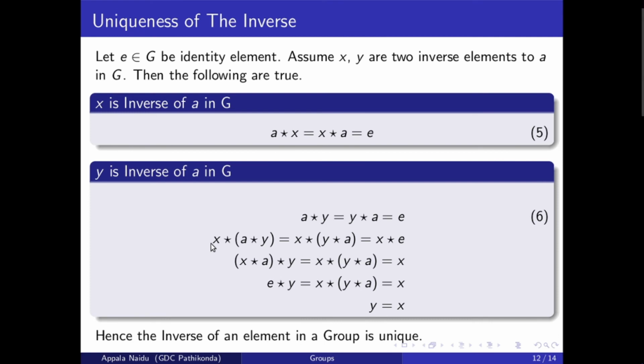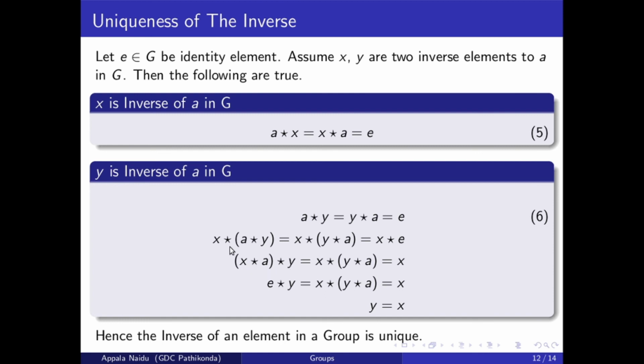Now operate by x on this equation from left side, that is x star (a star y) equal to x star (y star a) equal to x star e. Instead of multiplication, we should say that we operate from left side.